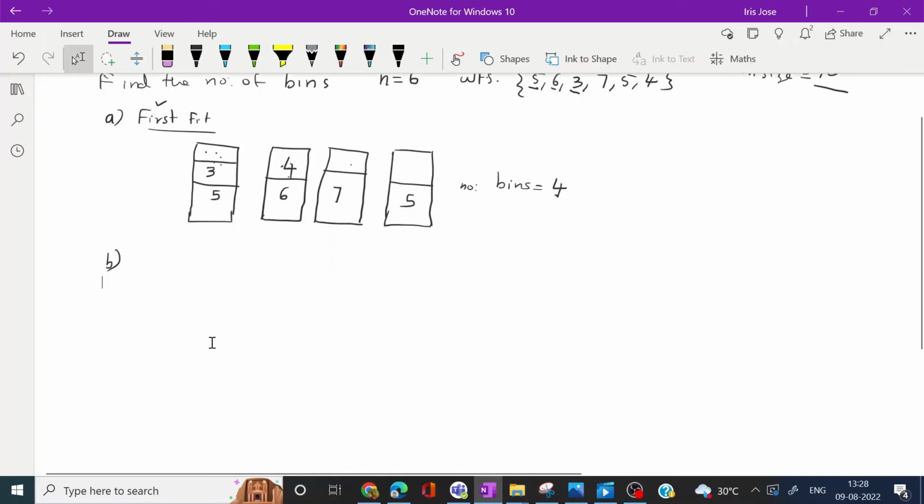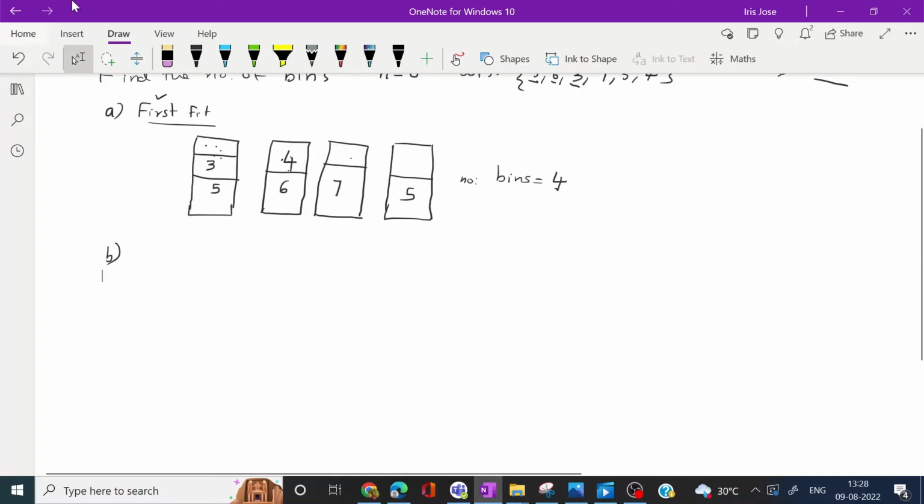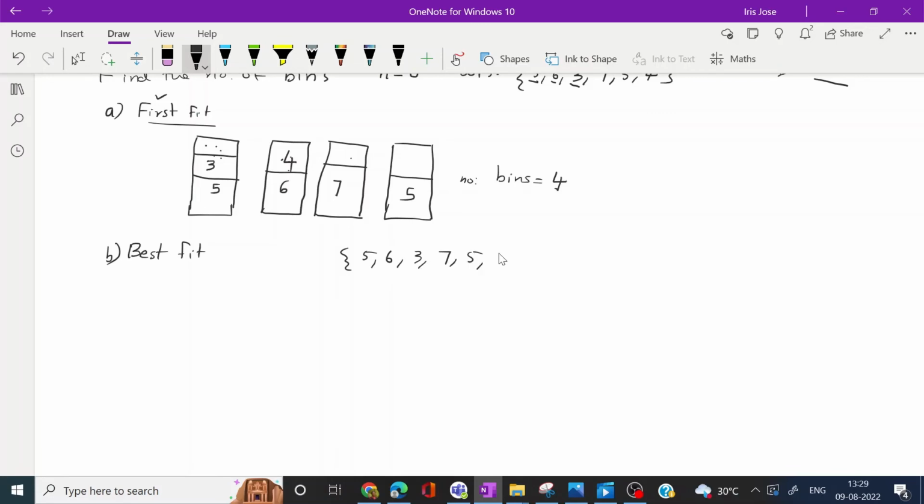Now we can see the same problem, how we will do it using best fit. The second approach, that is the best fit. So in best fit approach, we have 6 items. The same weights we can use: 5, 6, 3, 7, 5 and 4. So best fit means we have to place an item in such a way that after placing that item, the remaining empty space should be minimum. That way we have to place the item.